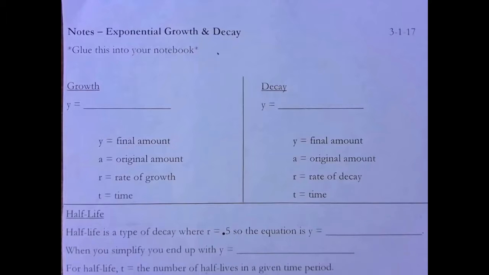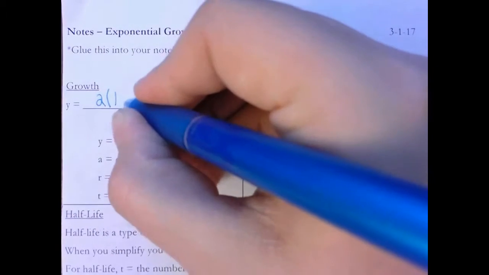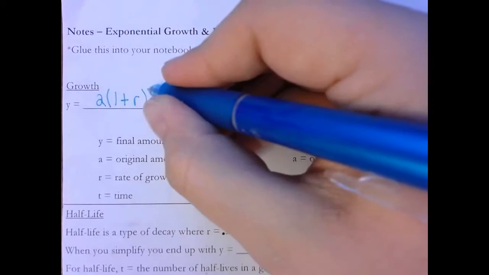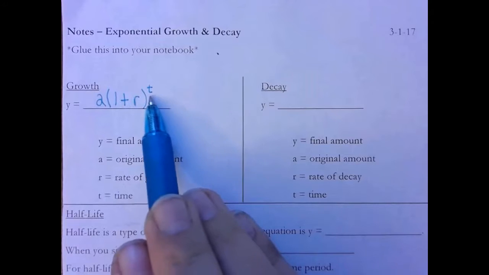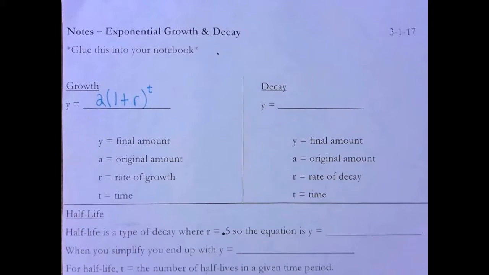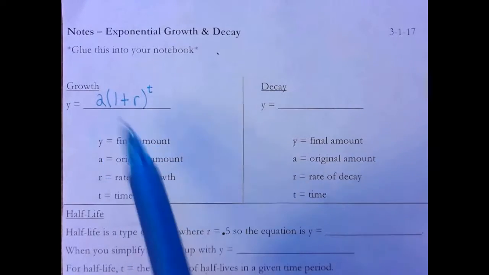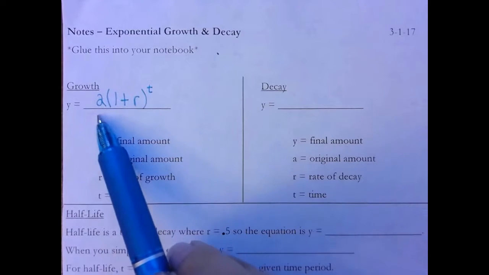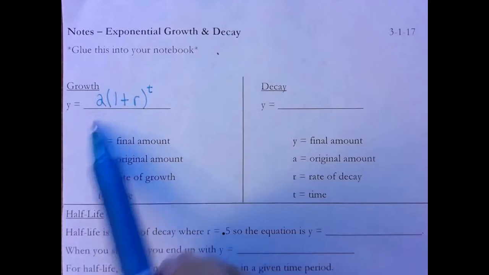Let's start with growth. The equation for exponential growth is: y equals a times the quantity 1 plus r, and that's to the t power. Please notice that's plus, and this is t, that's why it has a little tail. y is our final amount, a is our original amount, r is our rate of growth, and t is our time. Remember when we first started talking about exponentials, a was our original amount, so that has not changed.